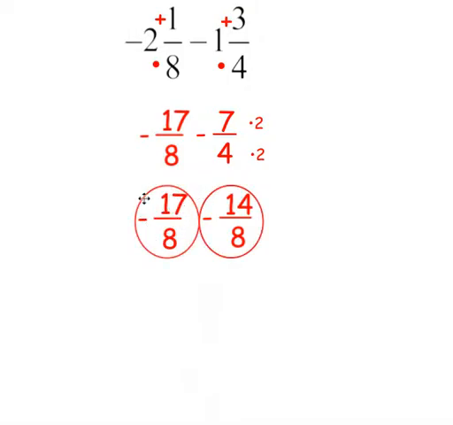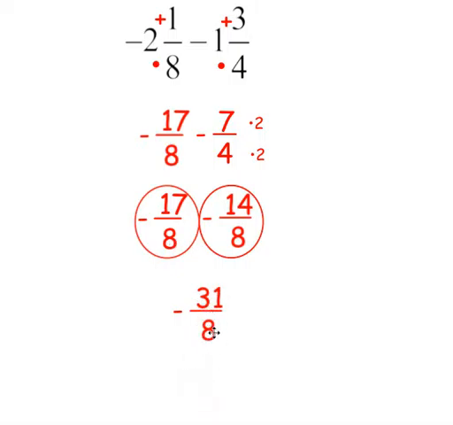Now, if you notice, I have a negative 17/8 and a negative 14/8. Those are both negative, so they're the same sign, which means I'm going to add the numerators. And I get 31/8. Keep the sign, so it's negative. So negative 31/8. However, it's an improper fraction.